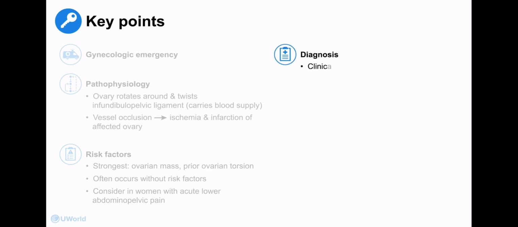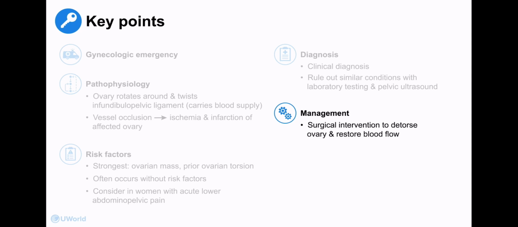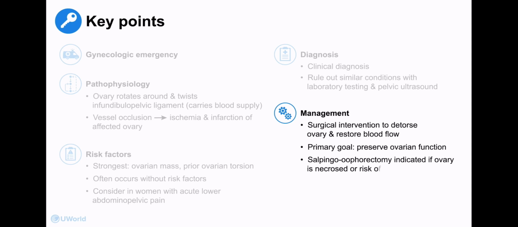Ovarian torsion is diagnosed clinically. Similarly presenting conditions can be ruled out using laboratory testing and pelvic ultrasound. Surgical intervention is performed to detorse the ovary and restore blood flow. While the primary goal is to preserve ovarian function, salpingo-oophorectomy may or may not be performed depending on patient factors.